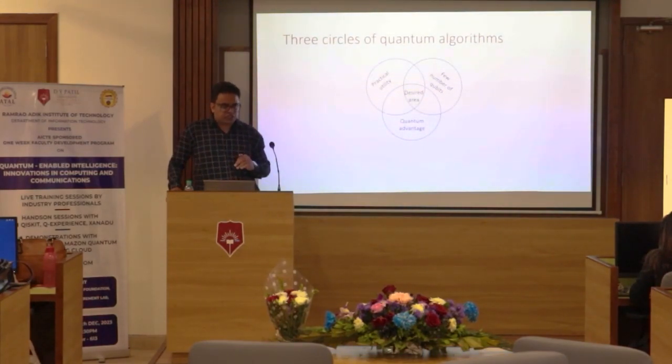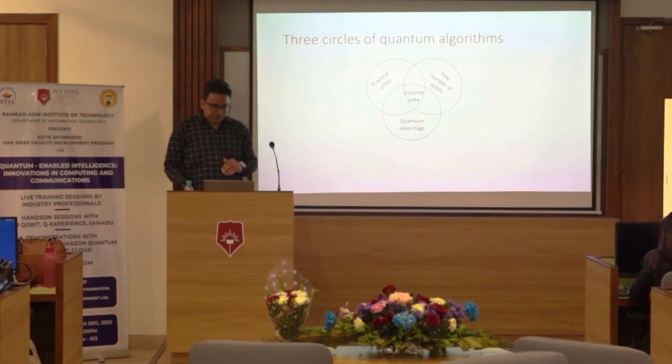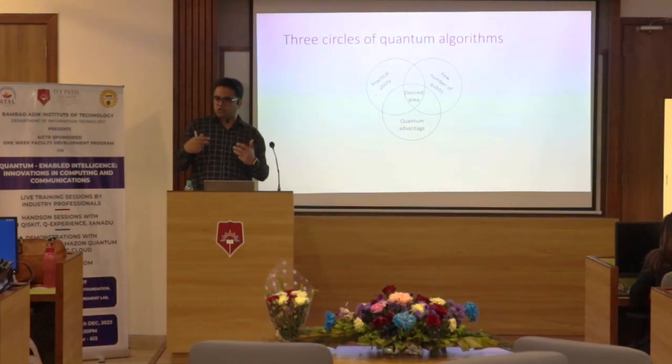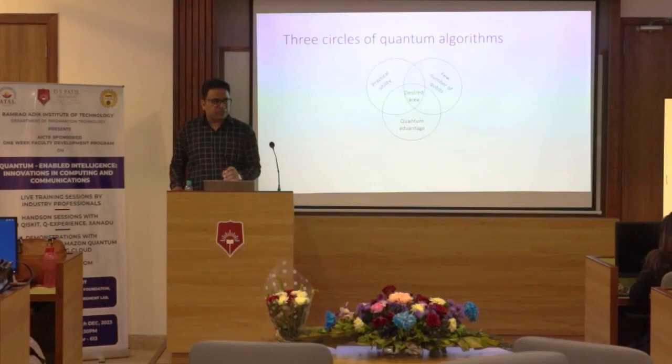So, there are these 3 circles of quantum algorithms. Okay, what are those? First is number of qubits. As you are aware, we don't have large quantum computers with millions of qubits. We have only hundreds or 1,000 qubits quantum computers only. So this qubit is a requirement. We require millions of qubits in a quantum computer.